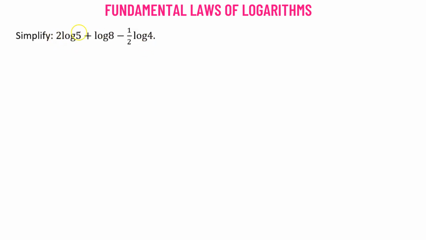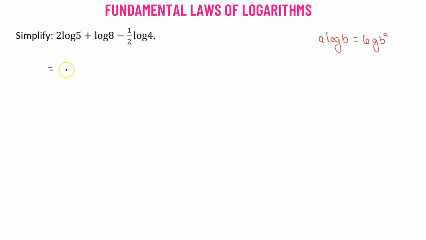We need to simplify the given logarithmic expression. So first we will use the property that a times log of b equals log of b raised to the power of a. So we'll apply that property to our first term and the last term.